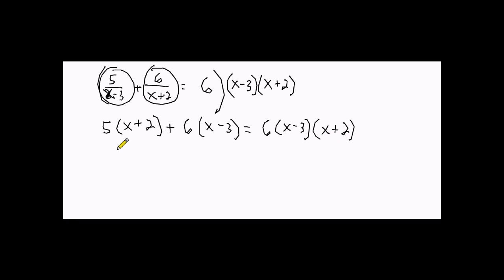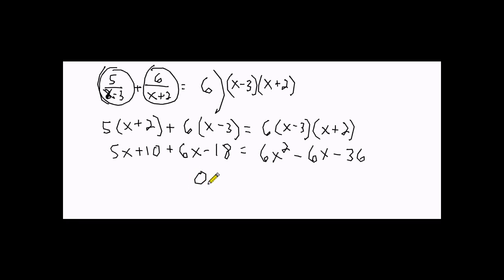No big deal. So this is going to simplify into 5x plus 10 plus 6x minus 18 equals, and multiply this stuff out, you're going to get 6x squared, okay, minus 6x minus 36. Alright, so we can get everything together here.